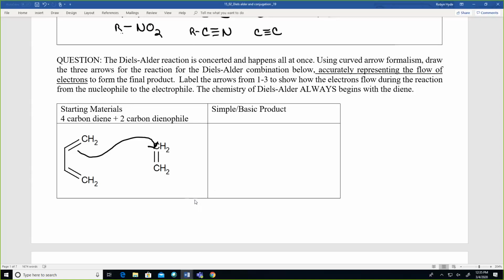And so what I ask you to do on the other mechanisms you're going to practice is to number the arrows. And so we would number this as step number 1.